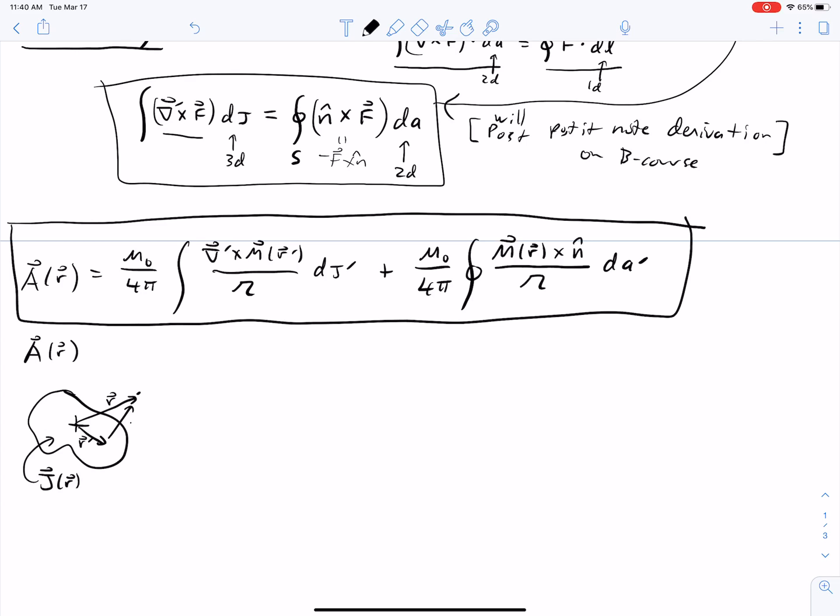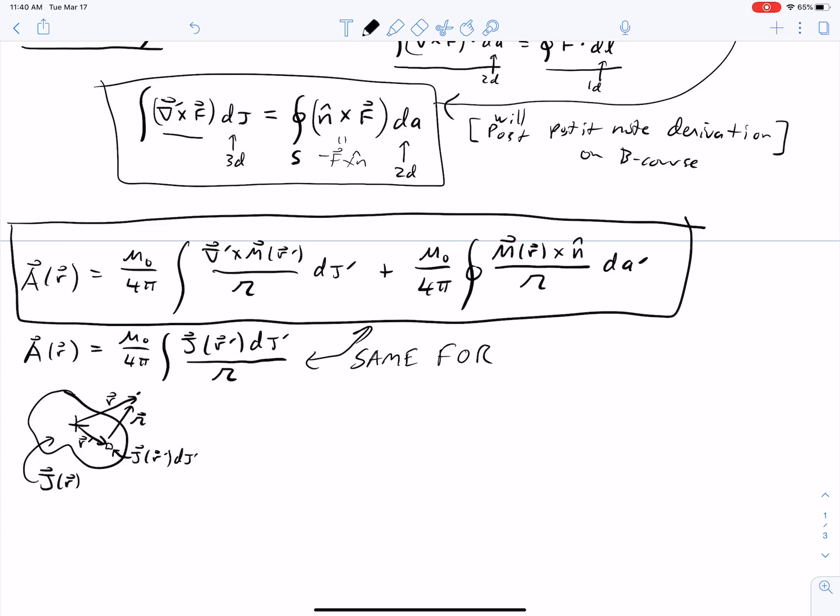If I do our standard geometrical construction, I can take a little volume here of J of r prime d tau prime, and I can write my vector potential as mu naught over 4 pi times the integral of J of r prime d tau prime over cursive r. So that's sort of our structure for how we calculate the vector potential. And now I want you to see how these guys have the same form.